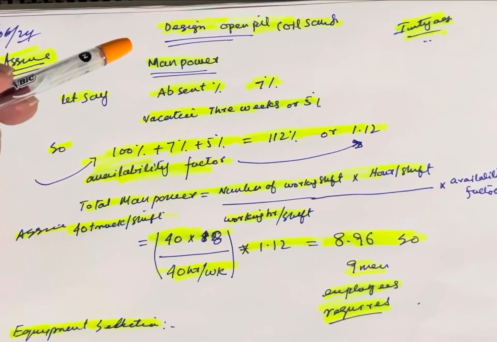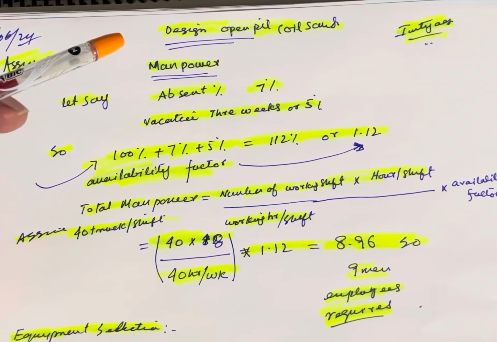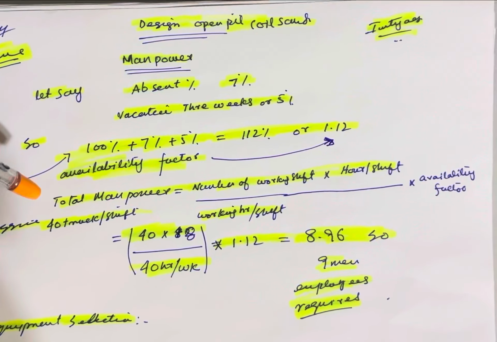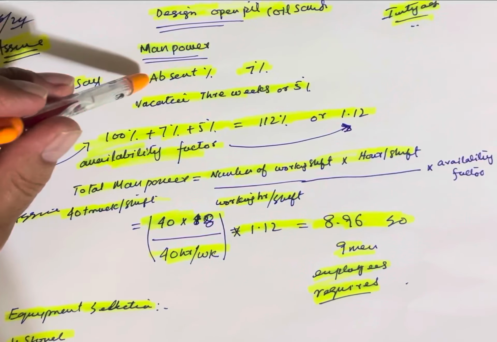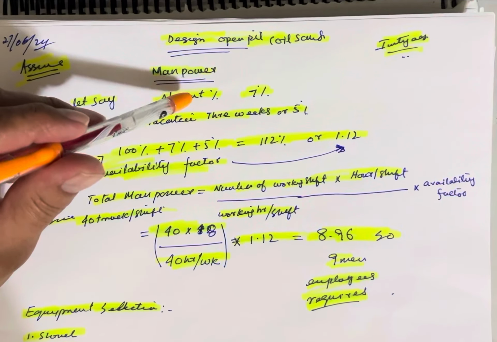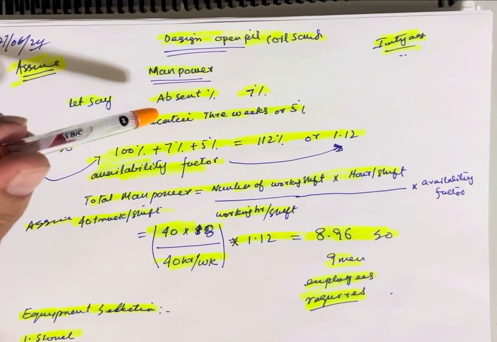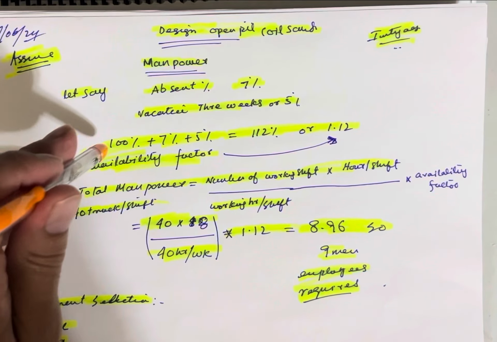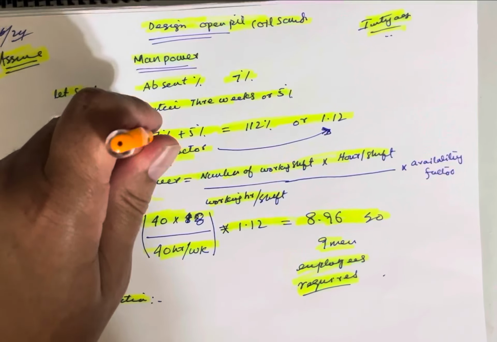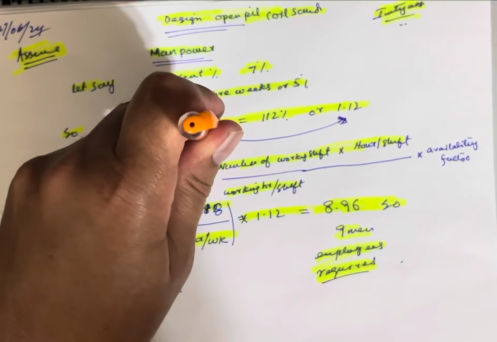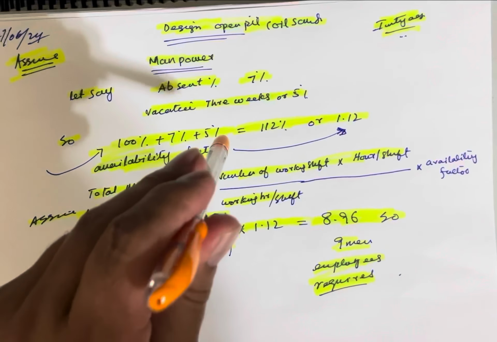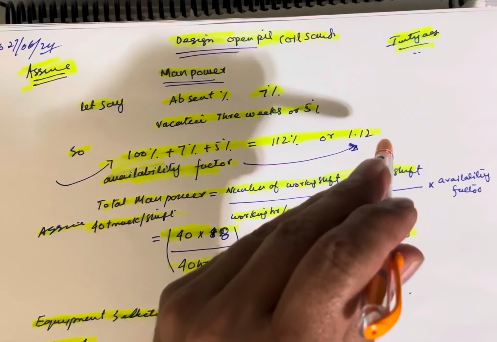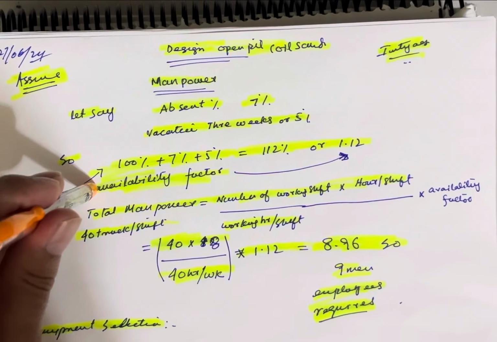So now we are on the production schedule. The manpower: how to do the scheduling, because we need manpower. Let's say in the area absenteeism is 7% and vacation is 3 weeks, or 5%. So 100% plus 7% absenteeism plus 5%, like 3 weeks in a year, so it's 112%, or 1.12. This is the availability factor.